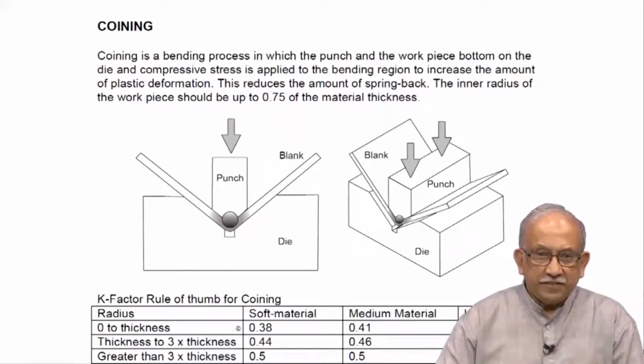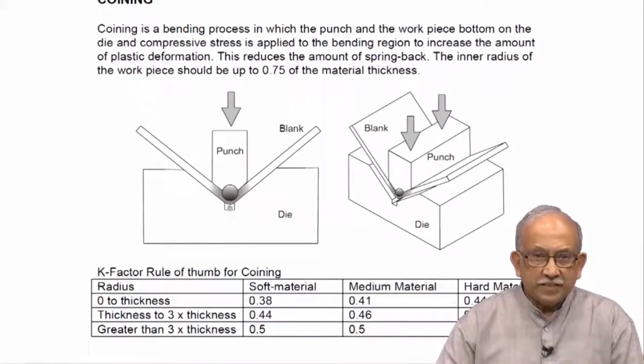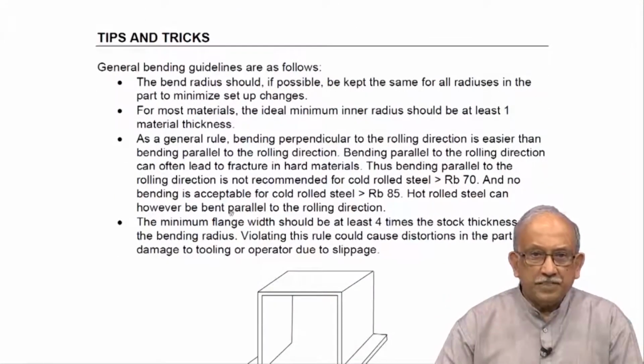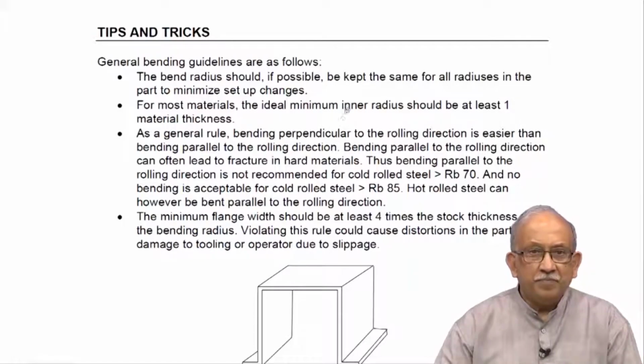So, if you see the exact corner here, there is a small relief also given here, then there is another device here which pushes the thing here. So, you see that various types of these operations are given here. Bend radius should, if possible, be kept the same for all radii in the part to minimize setup.